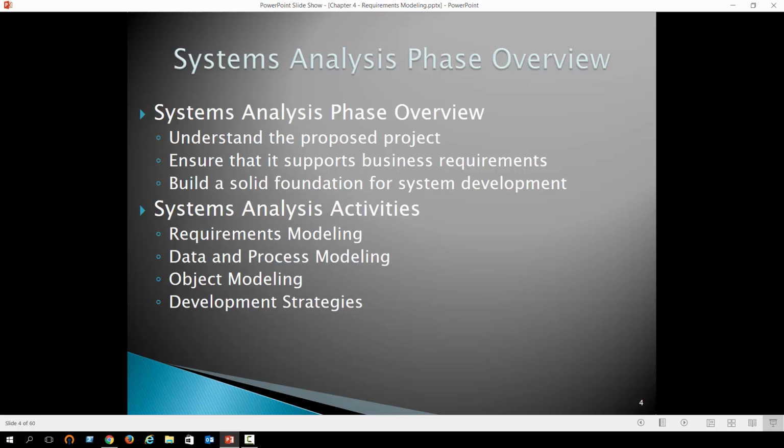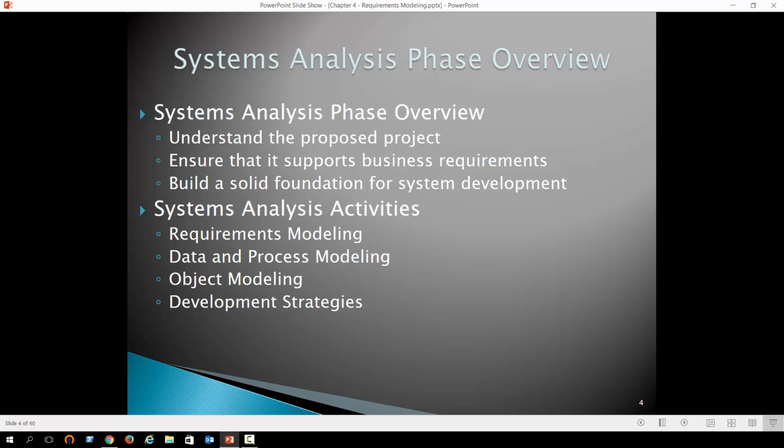And then build a solid foundation for system development, because again, this is where we start building that foundation, with the requirements. If we miss a requirement, and it may be a big one, what's the value of the system? So great example. So systems analysis activities, so requirements modeling.